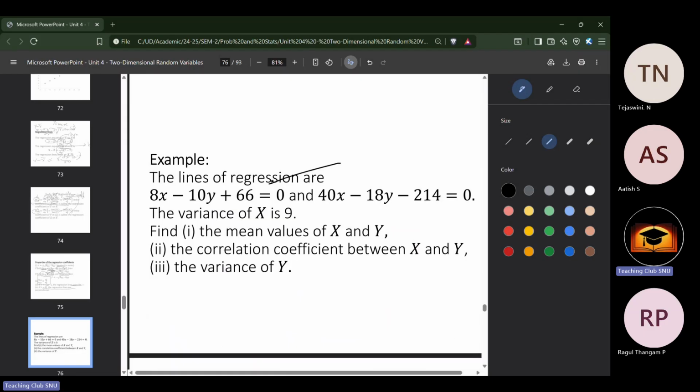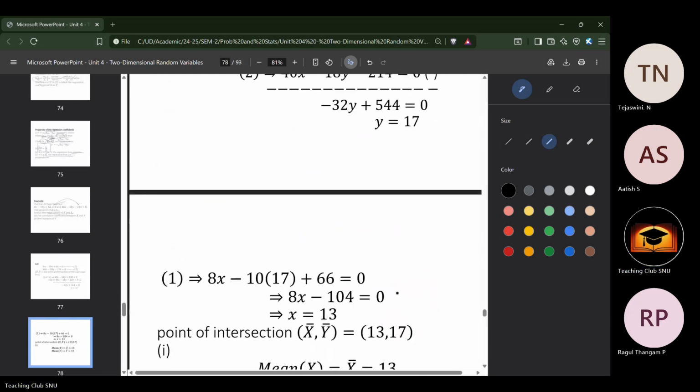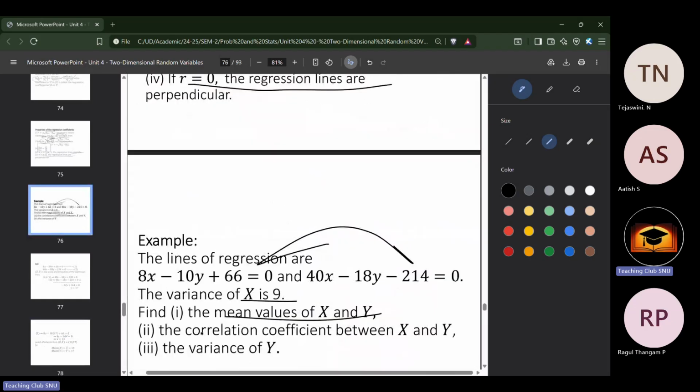Okay, they've given two regression lines. Variance also they've given. Find the mean value. Simple, right? Two regression lines meet at the mean values. Correct. Try solving them, get the mean values, right? That is going to be the intersection point.